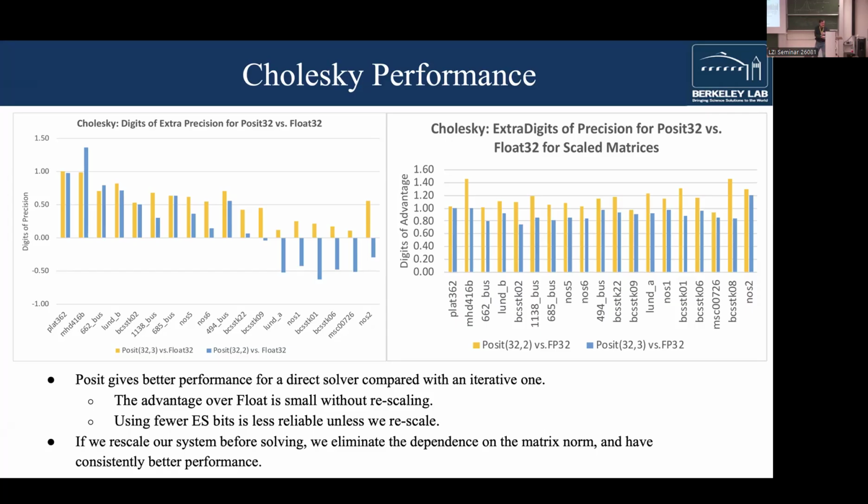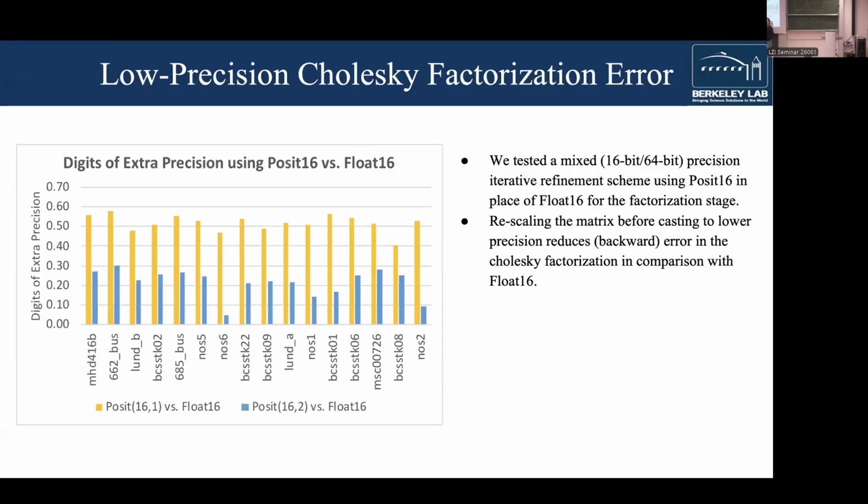Now, I've heard Gustafson say that a posit 32 is as good as a float 64. We've not seen evidence of that. And the digits of advantage: 1.2 digits of advantage is the best we were able to achieve. Decimal digits, yeah.